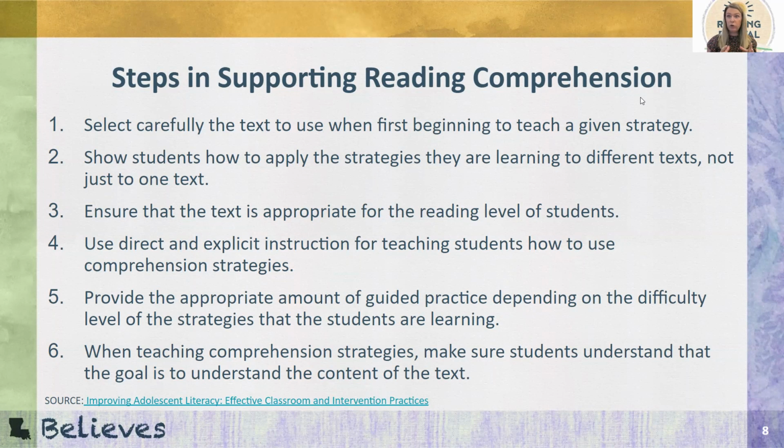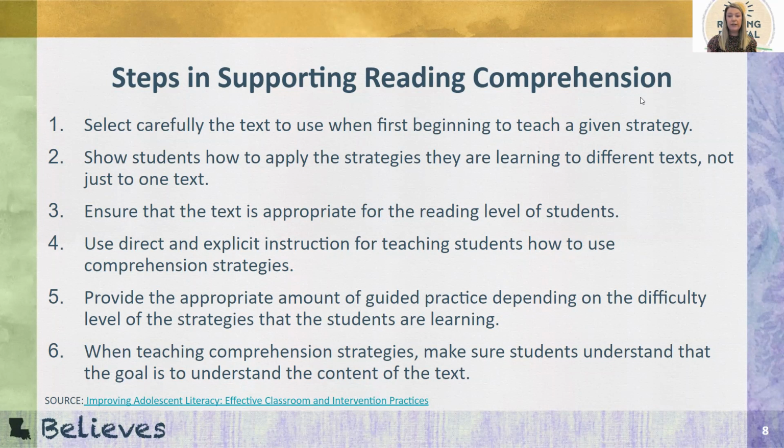But we of course want to use the tier 1 curricular texts that are included. But then thinking about diverse learners too, and maybe we need to have something paired at a different level, but it's on the same topic to build that background knowledge. So think about the text you want to use. Show students how to apply the strategy they are learning to different texts, not just to one text.